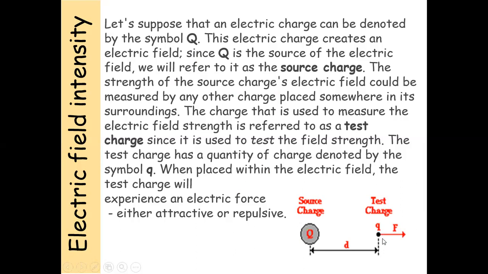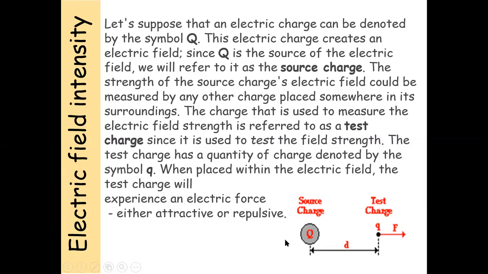A test charge is brought near to it. In this case, the force is a repulsive force. Suppose the charge is q, a positive charge, and a small test charge is also brought into the field of the source charge. It will experience a repulsive force. This electric force will be the measure of the electric field strength at this point.